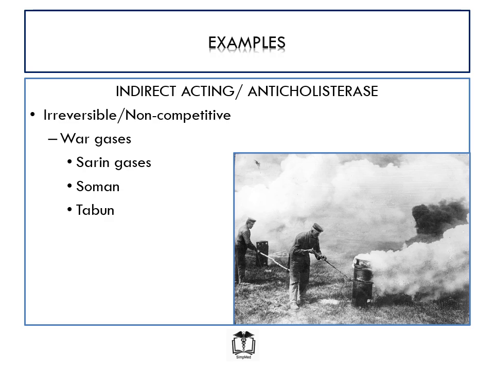The final example of irreversible or non-competitive anticholinesterases are war gases. These are gases that were used during the First World War, and people that made use of these gases had the upper hand because the gases paralyzed their enemies and they could attack from there. Examples of war gases include sarin gas, soman gas, and tabun gas. And there's a picture down below to show examples of the use of war gases.